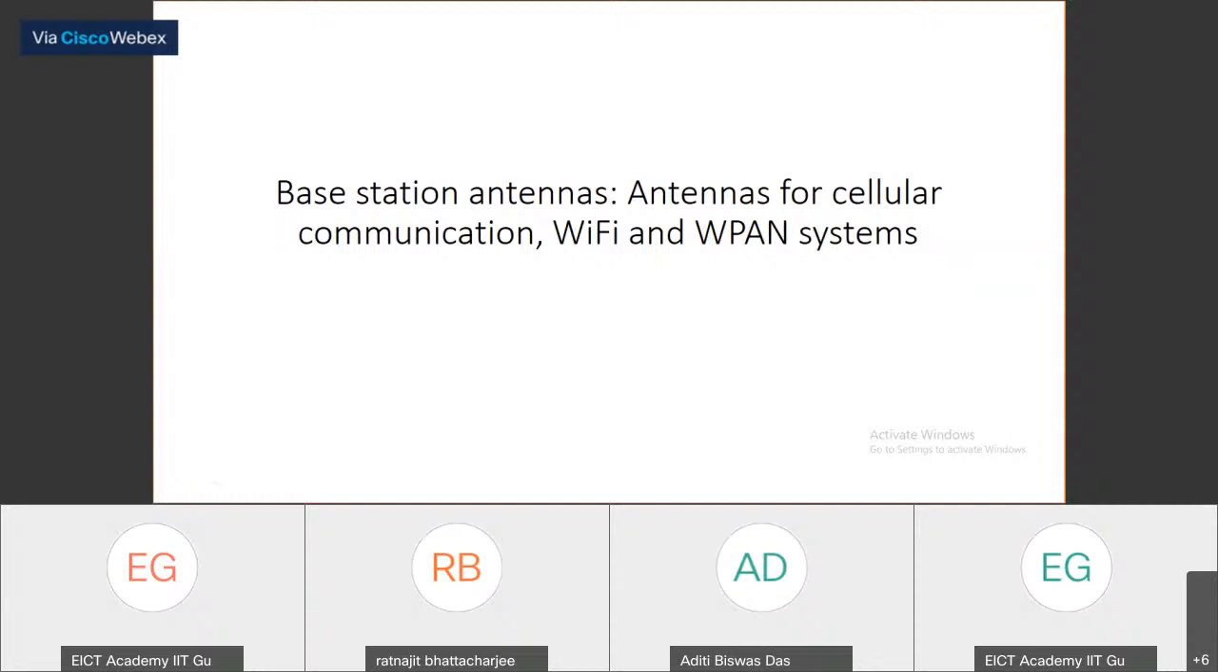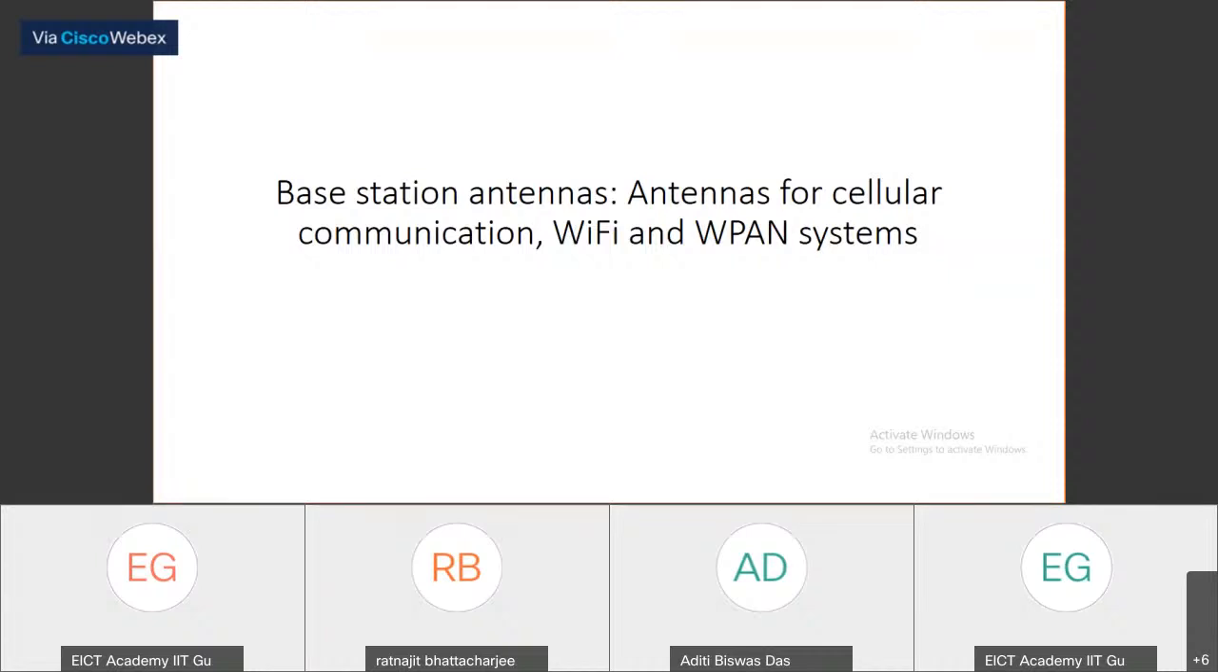Now, one thing is that antennas do find application in the user equipment, but more so in the base stations, because this is where the major installation of antenna takes place. And we are going to discuss a little bit about these base station antennas, how they function, on what basis they are designed.